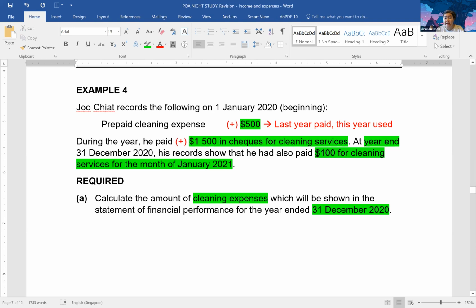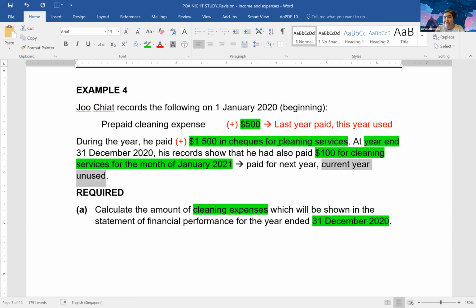Now, his records also show that he paid $100 for cleaning services for next year. Now, you actually paid for next year. If you pay for next year, current year is actually unused. If current year is not used yet, can you say that this is an expense? Cannot, because you never use it in the current year. Since you never use it in the current year, you need to minus $100.